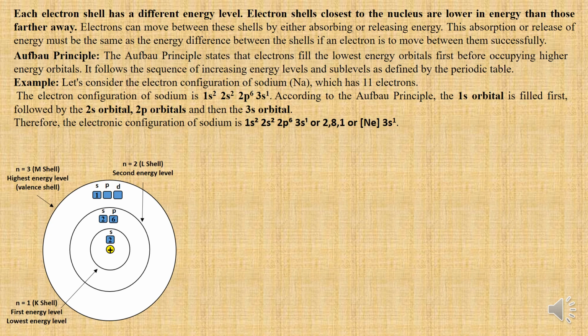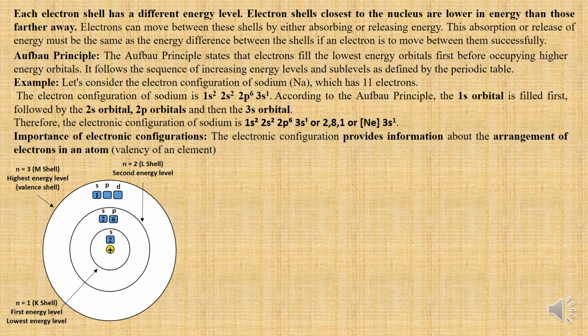Therefore, the electronic configuration of sodium is mentioned as 1s2, 2s2, 2p6, 3s1, or 2, 8, 1, or it is also mentioned in the shorthand representation, where the neon inert gas is mentioned as a two-letter symbol within square brackets, followed by the valence electron 3s1. Now, the importance of electronic configuration is that it provides vital information about the arrangement of electrons in the atom. It could be core electrons or the valence electrons.